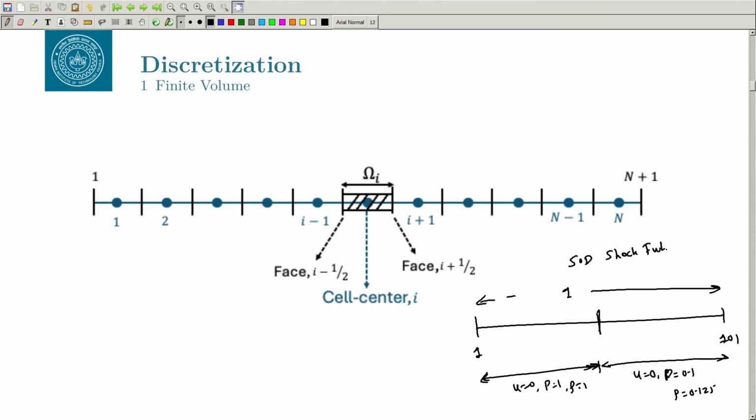Okay. So, if this is I equal to 51, this is the midpoint. Then this is I equal to 50, I equal to 51, and so on and so forth. And we had boundary conditions at 101, right, if you want to solve this using a finite volume approach.